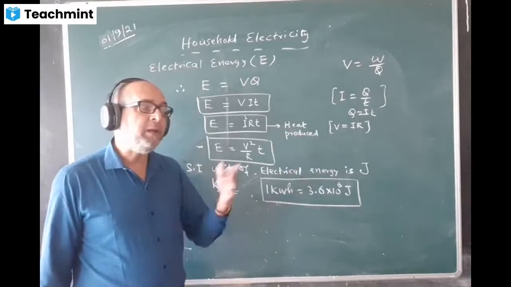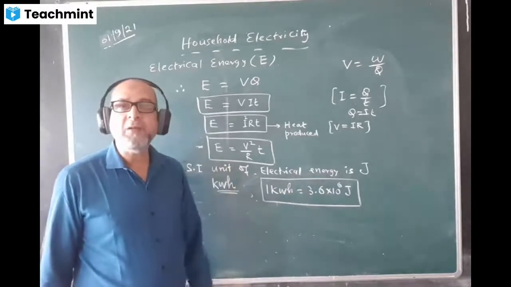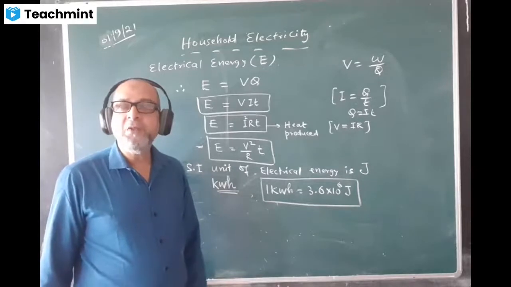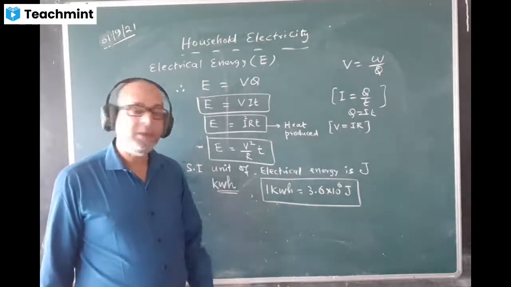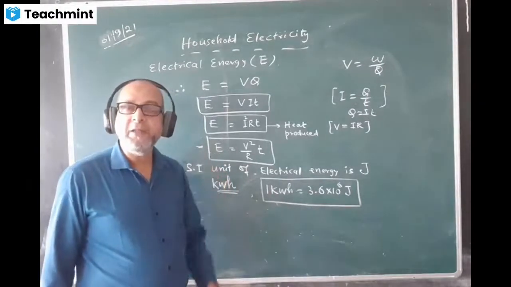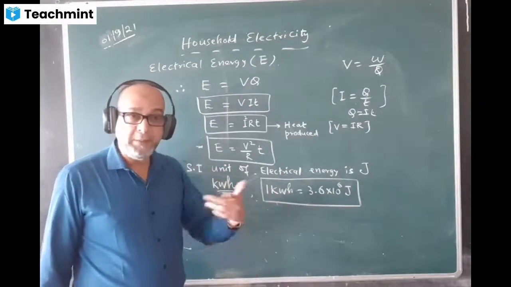And we pay the bill according to the unit consumption. The charge of 1 unit is nearly 6 rupees. So if you consume 100 units, then your bill will come to 600. 1 kilowatt hour means 1 unit of electrical energy. Okay, I mean electricity bill, 1 unit.